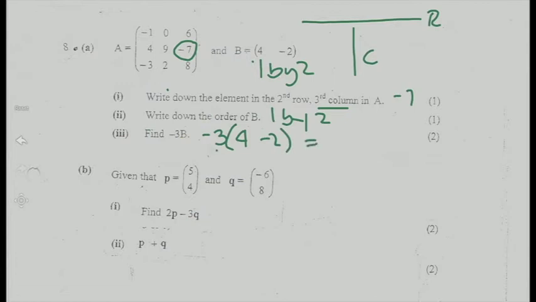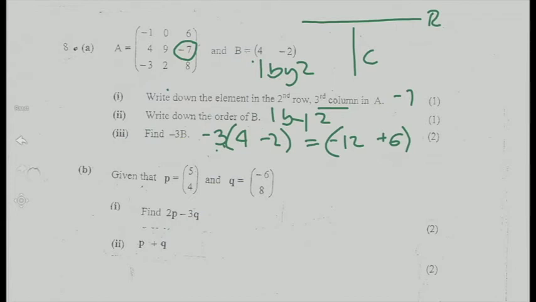-3 times 4 will give us -12. -3 times -2 will give us a +6. So this is matrix B.